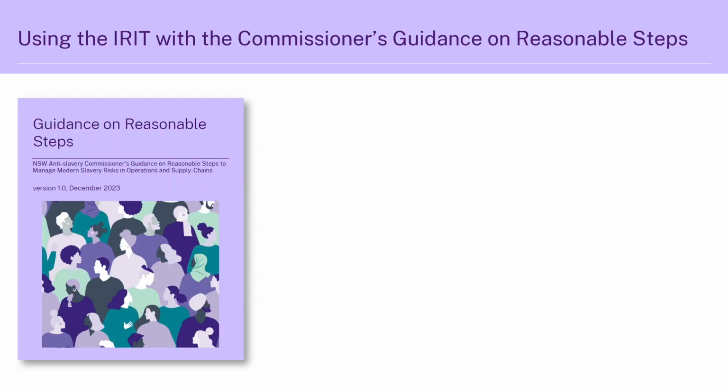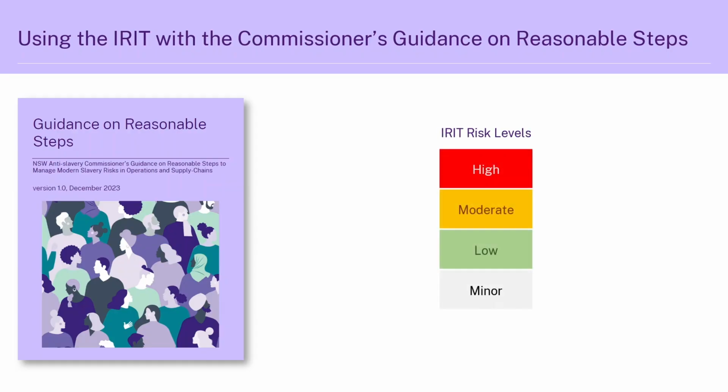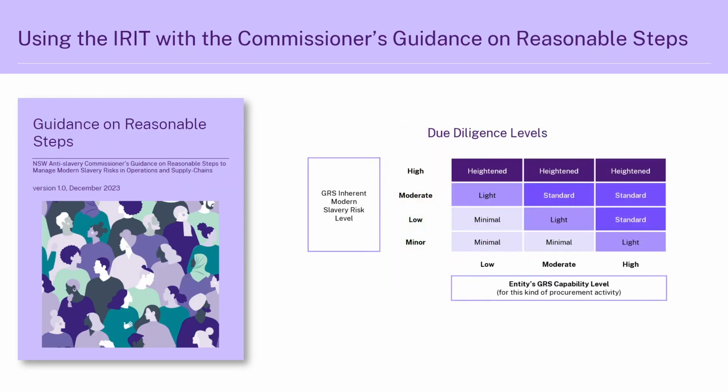The IRIT is designed to be used in conjunction with the Commissioner's Guidance on Reasonable Steps, or GRS. The tool helps identify the level of inherent modern slavery risk associated with procurement activities. However, simply checking the inherent modern slavery risk of a product or service for a procurement is not considered reasonable due diligence steps on its own.